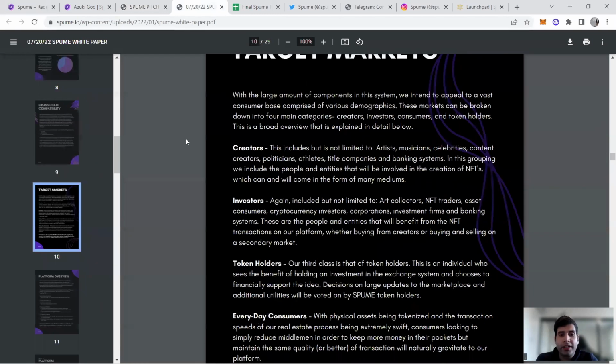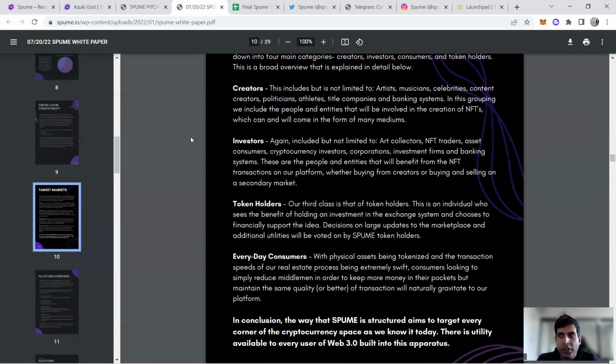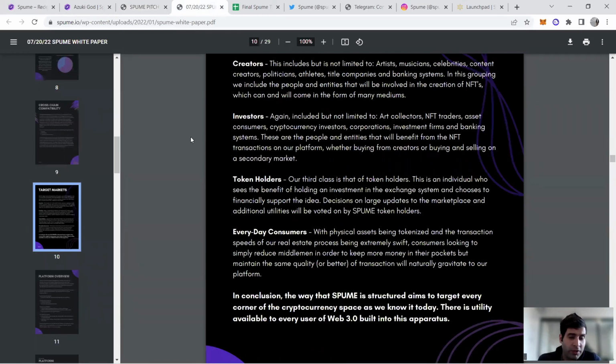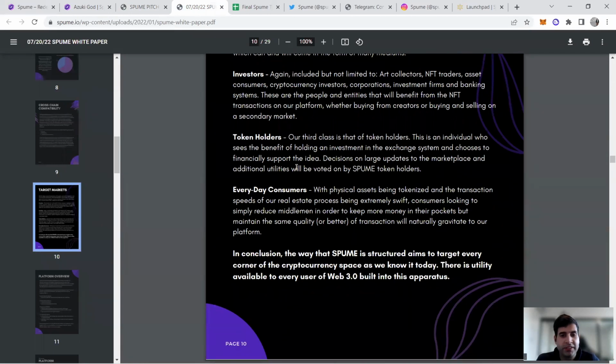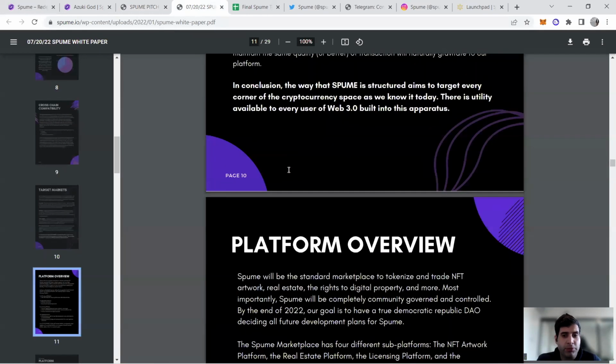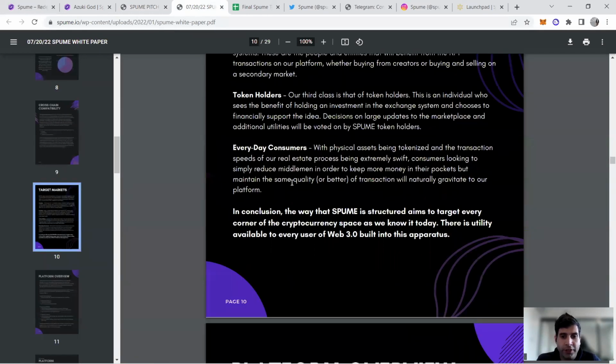In terms of the target market that they have, the target market for them would be the creators for NFTs. It would be the investors of the NFTs, like art collectors, NFT traders. It would be token holders who are holding this token to share some revenue. It would be everyday users because they need the token to basically get more discounts. And basically they're providing that for the end-to-end life cycle for this.